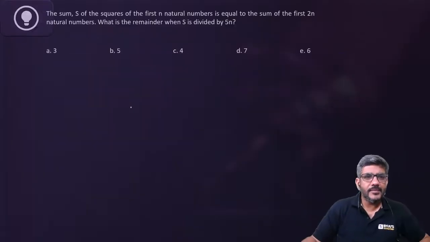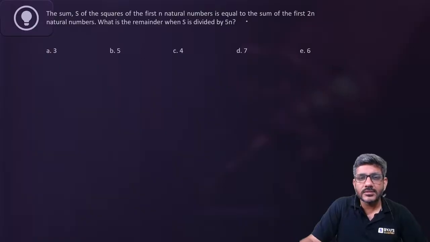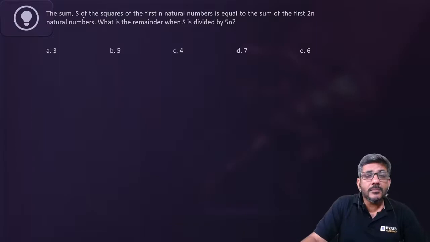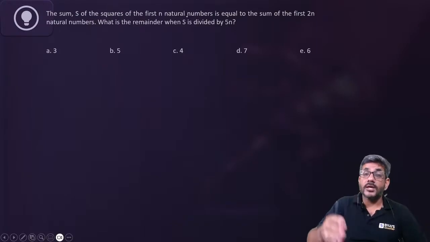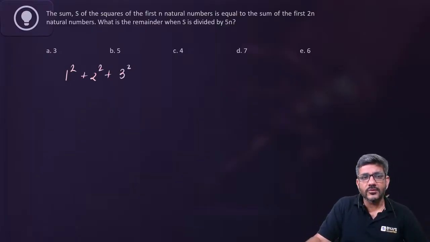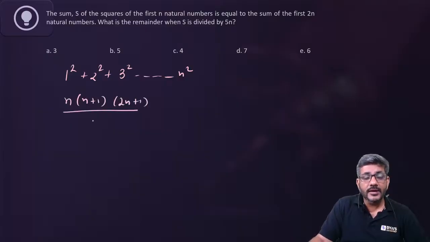The question says, the sum S of the squares of first n natural numbers is equal to sum of the first 2n natural numbers. What is the remainder when S is divided by 5n? Okay. The sum S of the squares of first n natural numbers, क्या होता है? आई थिंक आप सबको ये फॉर्मूला याद होगा. Sum of the squares of first n natural numbers is n into n plus 1 into 2n plus 1 divided by 6. यही फॉर्मूला होता है उसका, राइट?